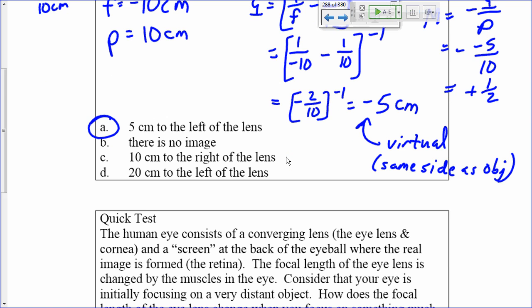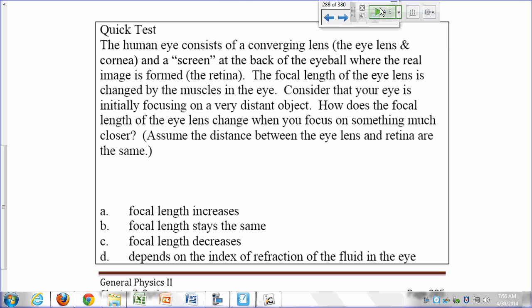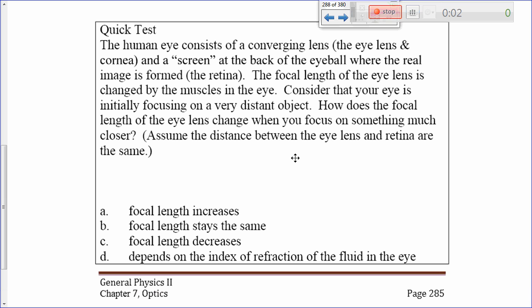I'm going to help you with this next one. The human eye consists of your eyeball, which has a fixed shape, and then you have a lens, which consists of the cornea and the lens in the eye, and they act as a convex lens to focus the light onto the retina, and the retina is at the back of the eyeball.